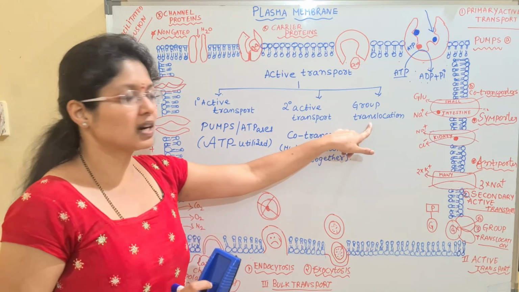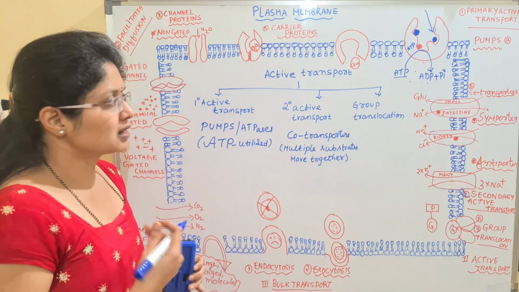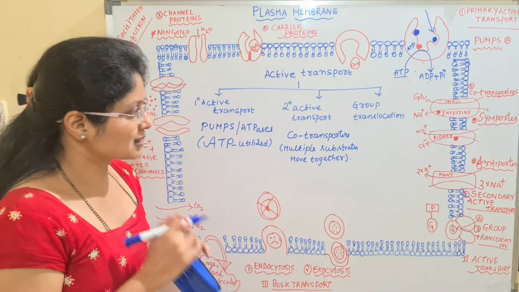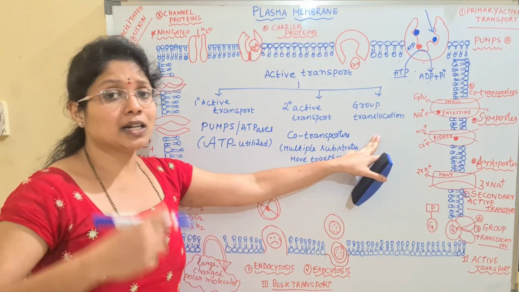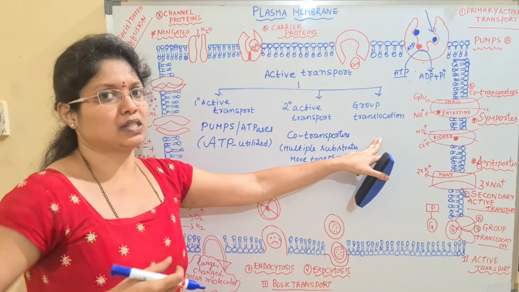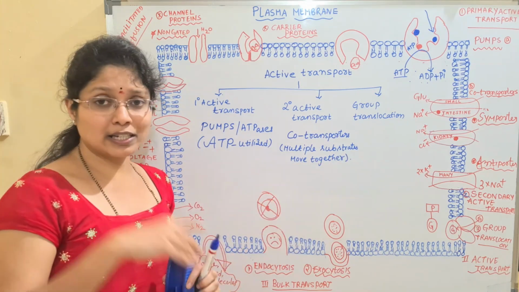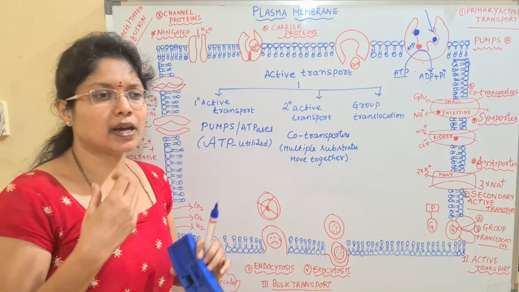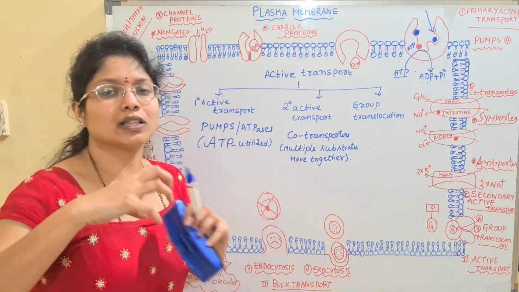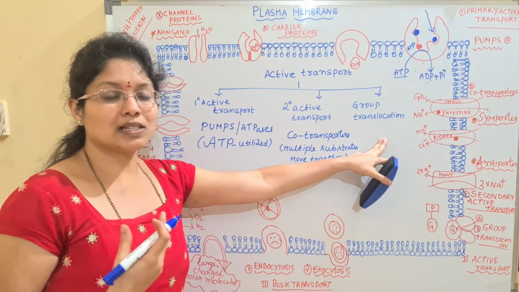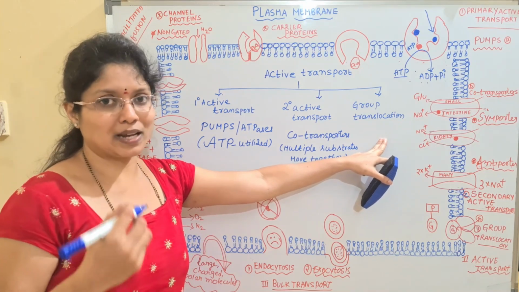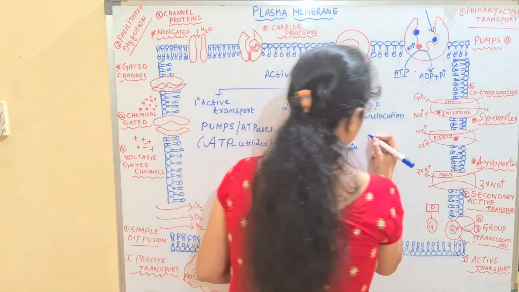Then what about group translocation, children? Group translocation also requires ATP, but here mainly the carrier proteins are multiple subunits of enzymes. Okay, so not a single unit of protein. You can see many proteins are associated with the enzymes, and hence we call such carrier proteins multi-subunit complexes. Okay, so here you can see.